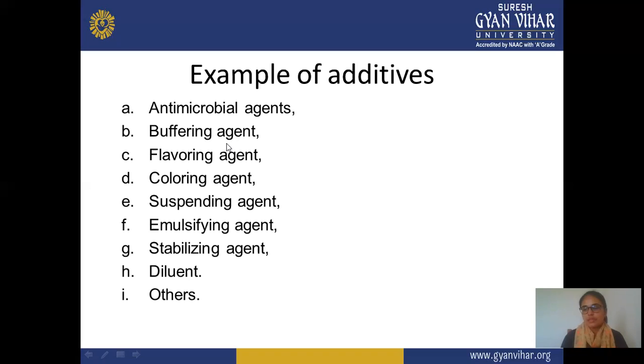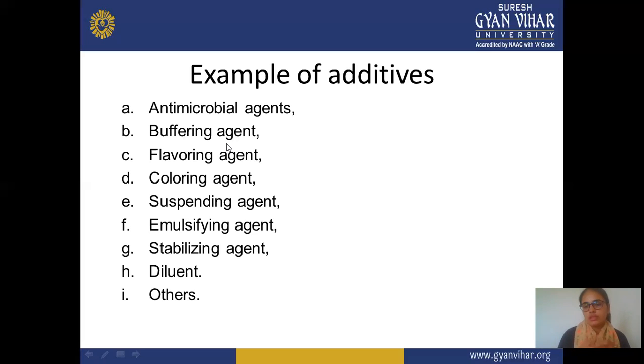Next is suspending agent. Suspending agents are the particles or excipients that keep particles suspended in your formulation. This suspending agent is not present in all liquid formulations, but it plays an important role in some formulations like suspension. When you prepare a suspension, the suspending agents are very important, and without the suspending agent, your suspension formulation is not formed. With the help of the suspending agent, you formulate a very good quality suspension, because a suspension contains particles that are suspended in a solution.